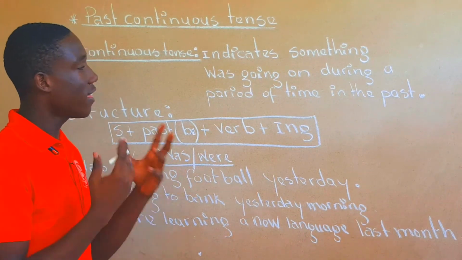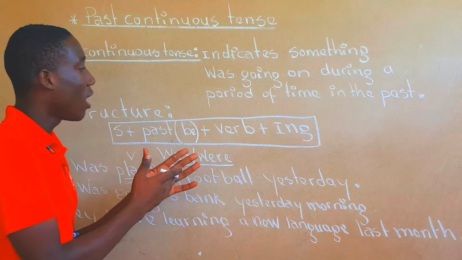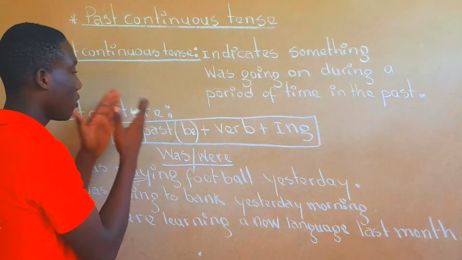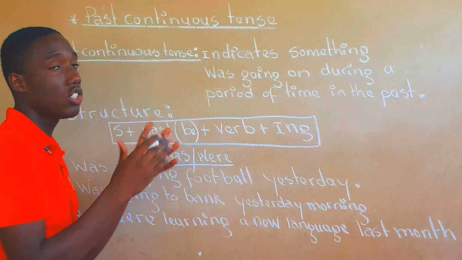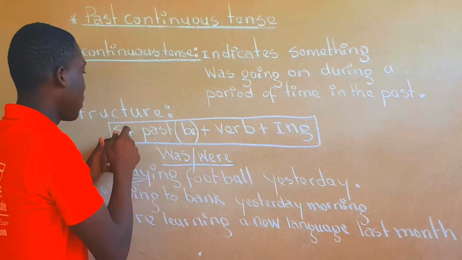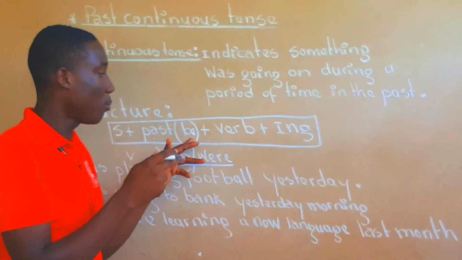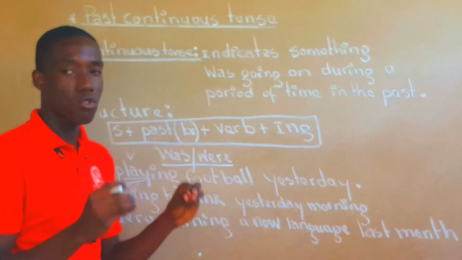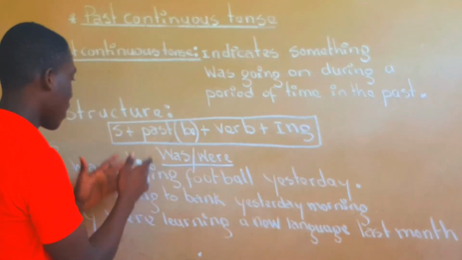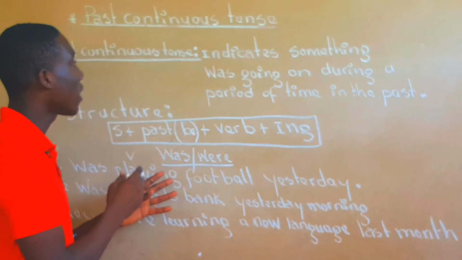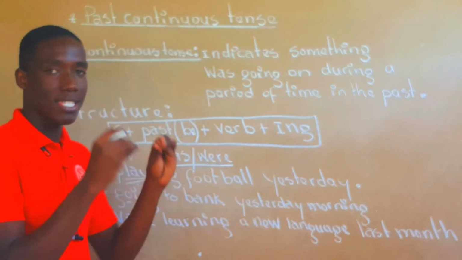Okay? I think that you memorize them, and I give to you the structure of the past continuous in English: subject, past of the verb to be, plus the verb plus ing form. And this is the phrase that you can do with the past continuous tense.